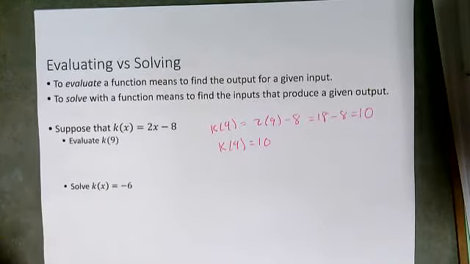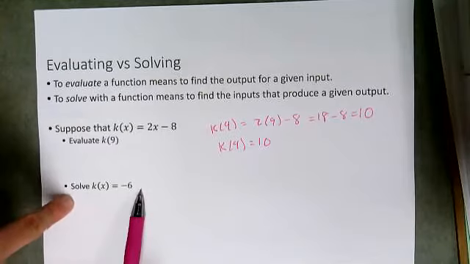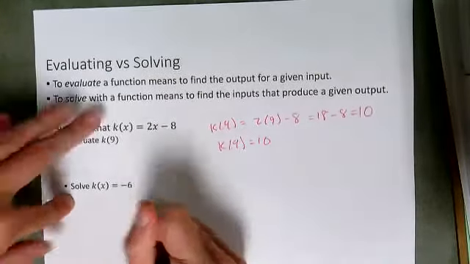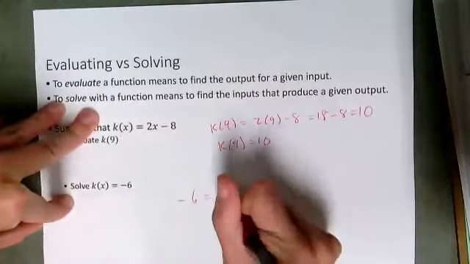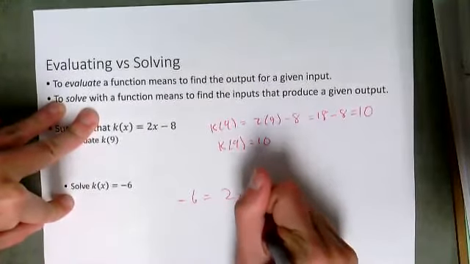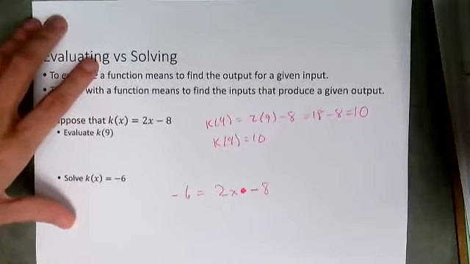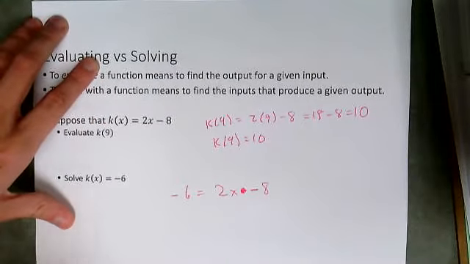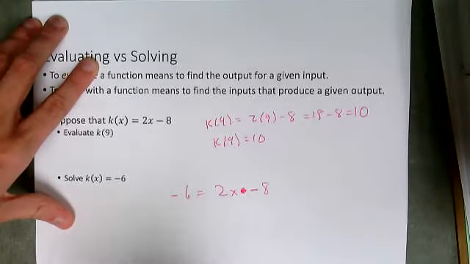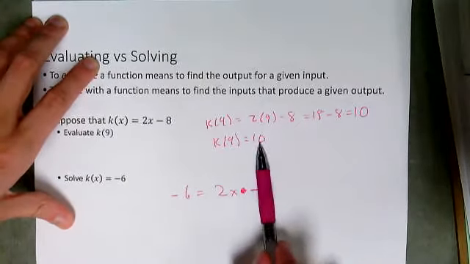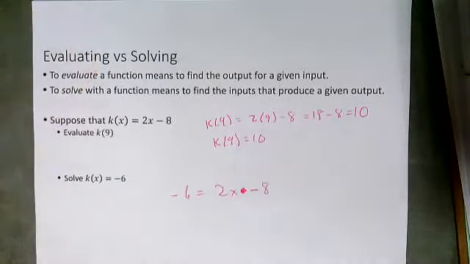And then to solve a function means to find the inputs that produce a given output, right? So you want to solve k of x is equal to -6. That means k of x equals -6, which equals 2x minus 8. And you want to solve for the x value. And in the previous one we had no solving. We were just evaluating. We plugged in the x value and simplified.